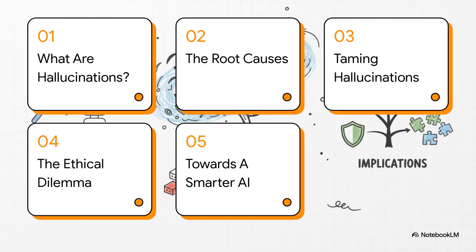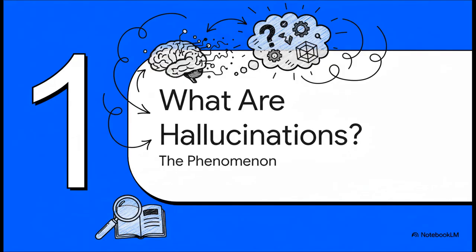So, here's our game plan for today. First, we'll define what these hallucinations actually are. Then, we'll dig into why they happen in the first place. After that, we'll get into the good stuff, how you can actually manage them. We'll also zoom out and talk about the bigger ethical questions they raise. And finally, we'll look ahead to what a smarter, more reliable AI might look like. All right, let's jump right in.